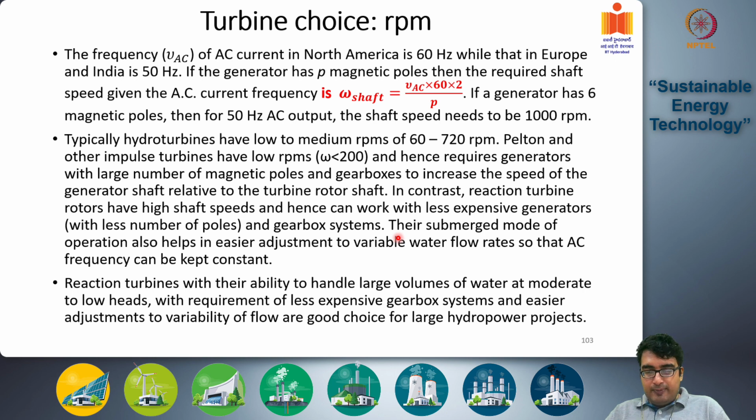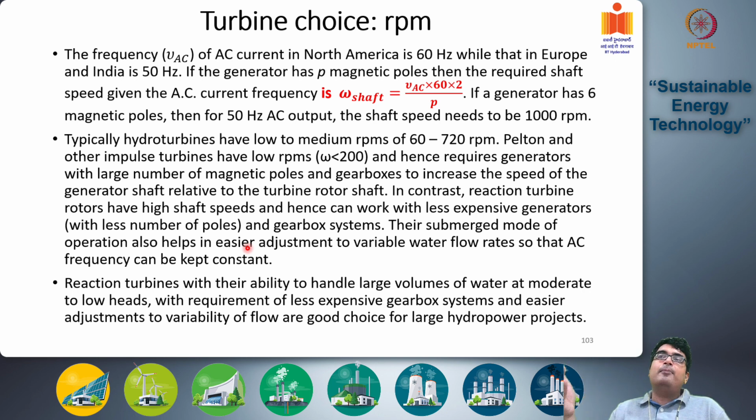Okay. So in contrast, reaction turbine rotors have high shaft speeds and hence can work with less expensive generators and gearbox systems. Their submerged mode of operation also helps in easier adjustment to variable water flow rates so that AC frequency can be kept constant. Okay. So two advantages of a reaction turbine: it can generate higher turbine shaft speeds, so you require generators with fewer magnetic poles and smaller gear ratios, making the system less expensive.